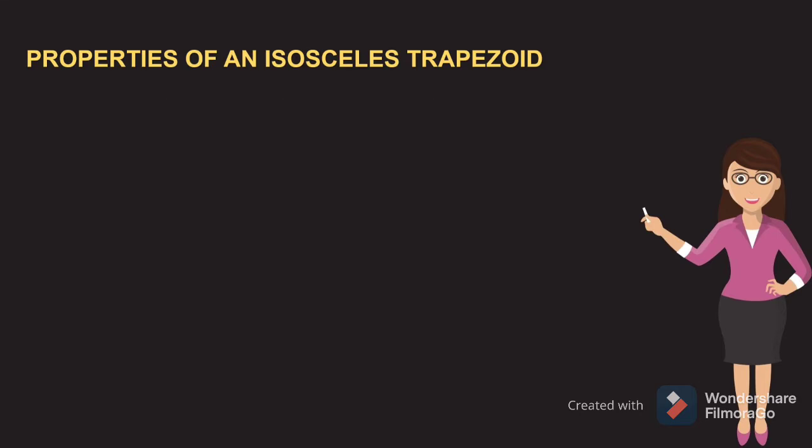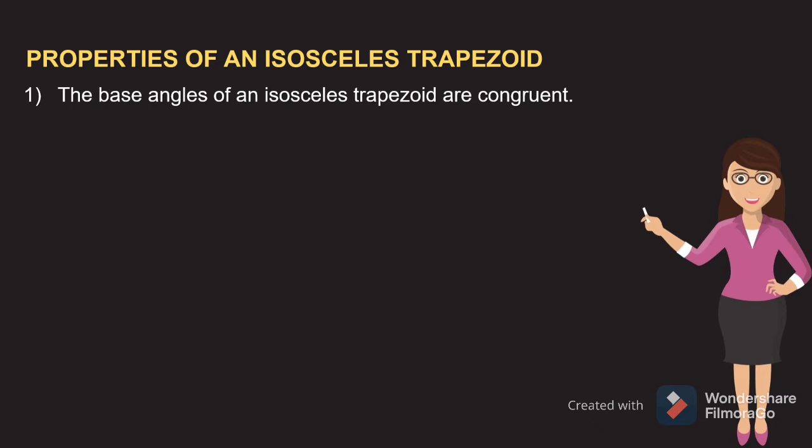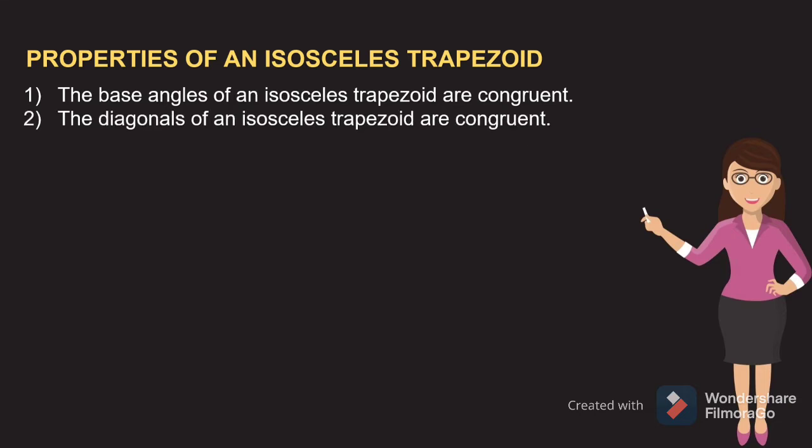Properties of an isosceles trapezoid. 1. The base angles of an isosceles trapezoid are congruent. 2. The diagonals of an isosceles trapezoid are congruent.